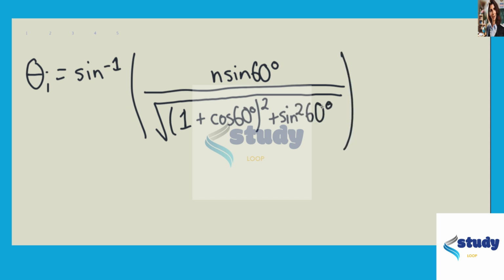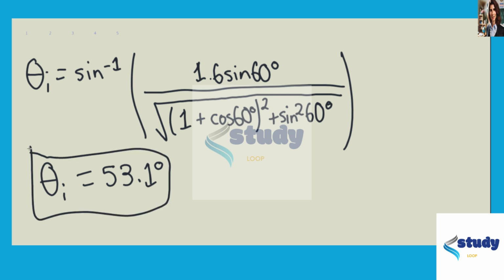And at this point, we can just substitute in for the refractive index, which is 1.6. So theta sub I is equaling 53.1 degrees. This would be your answer for part B.